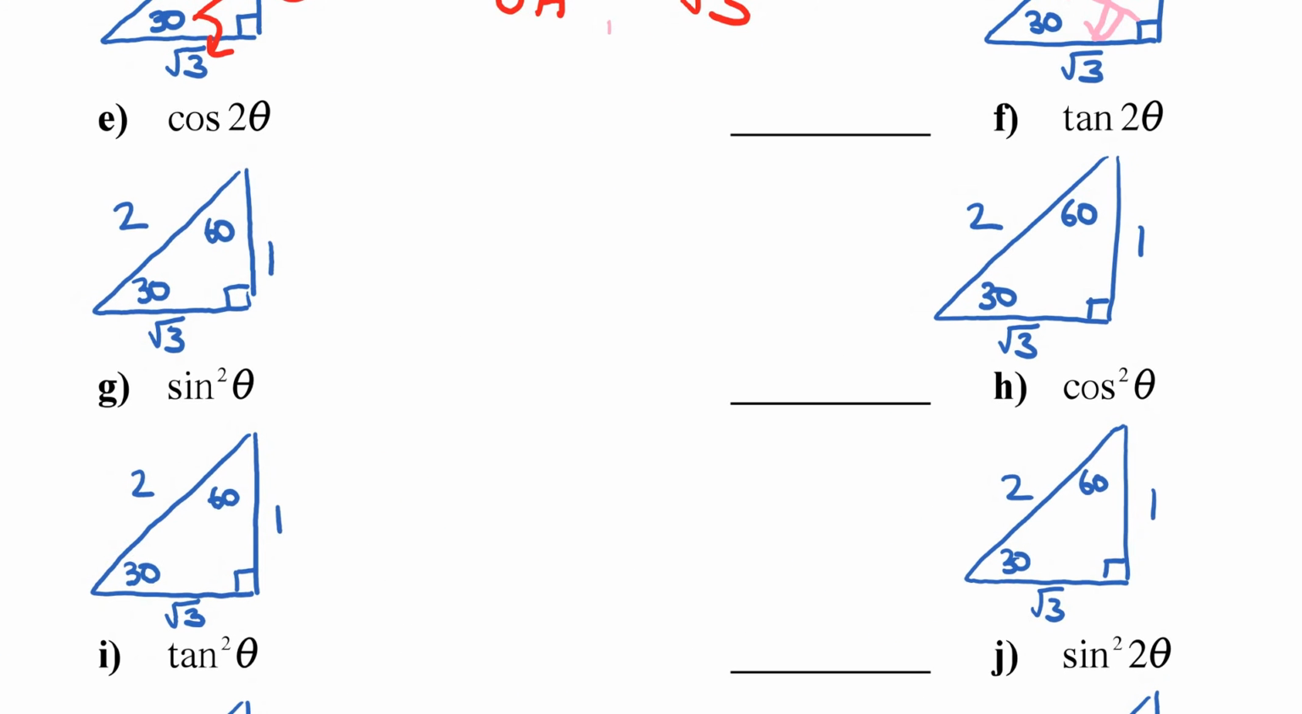Let's move on to letter E here. Because of this 2 here, I'm no longer looking for cos of 30 degrees, but I'm looking for cos of 60 degrees, right? 2 times 30 is 60. Now I need my adjacent and my hypotenuse for cosine. So find my 60 degrees. What's my adjacent? My adjacent is 1. So 1 divided by the hypotenuse, which is 2. So 1/2 for cos 2 theta there.